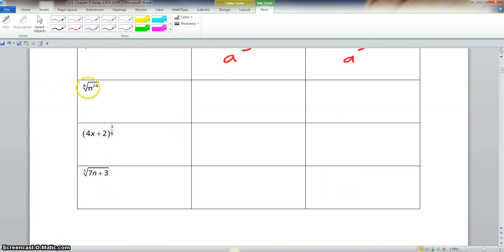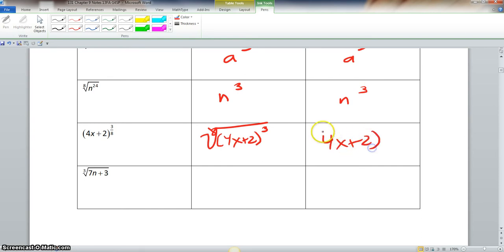Now, we have the 8th root of n to the 24th, which is n to the 3rd. And then our simplified exponent would be n to the 3rd. Now we come here to these last two problems. We have 4x plus 2 to the 3/8 power. So this will end up being the 8th root of 4x plus 2 in parentheses cubed. And then our exponent would still be 4x plus 2 to the 3/8 power.